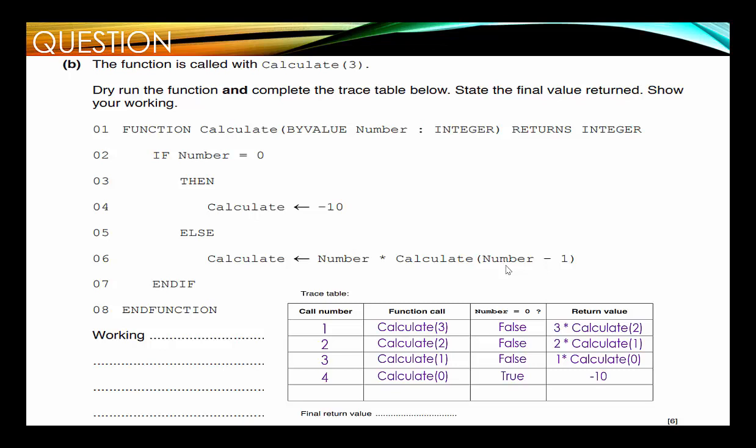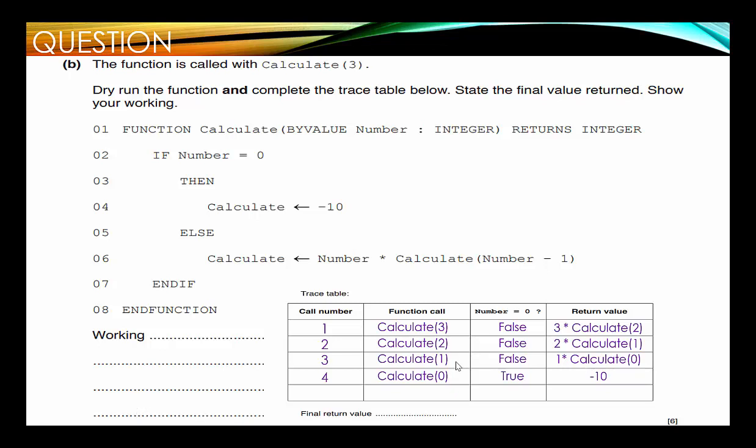Now that I have solved my base case, I have done what's called winding. It's now time to unwind. So when I work this out, I'm not going to start at the top. I'm going to move backwards line by line. So I know that calculate(0) is negative 10. That means I have 1 times negative 10, which is negative 10. That is what calculate(1) equals.